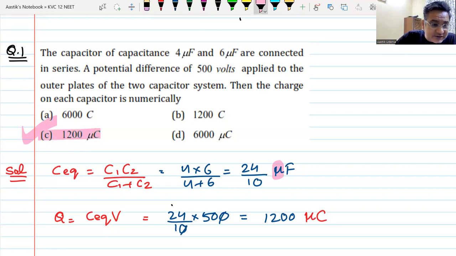Do we understand what is the mistake that we are making? Remember, the capacitance is always in microfarad, so the answer may always come in microcoulomb. We understand this. Yes or no? Yes, sir. So remember this. Anyways, let us move on to the next question.